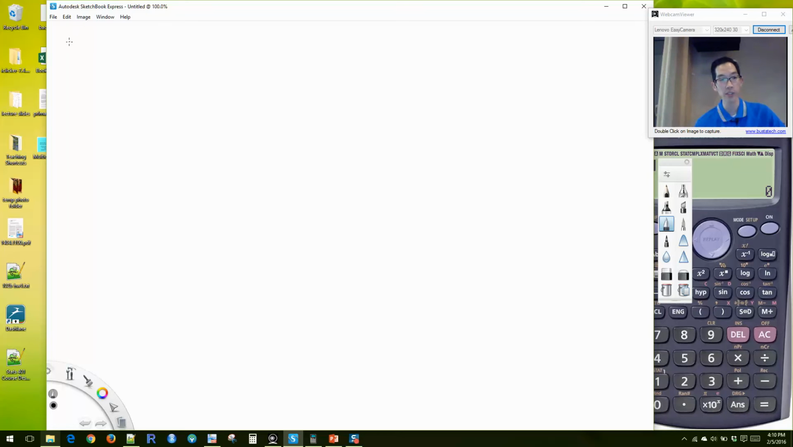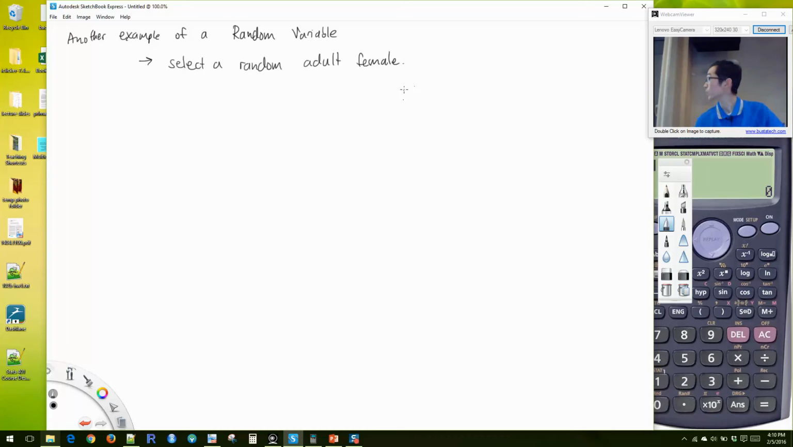And so another example of a random variable. Remember, the random variable is the outcome of a random experiment, a random trial, where the outcome is recorded as a number, okay? So here we can say, select a random adult female, okay? So we're going to select a random adult female, and then we record this person's height in inches.